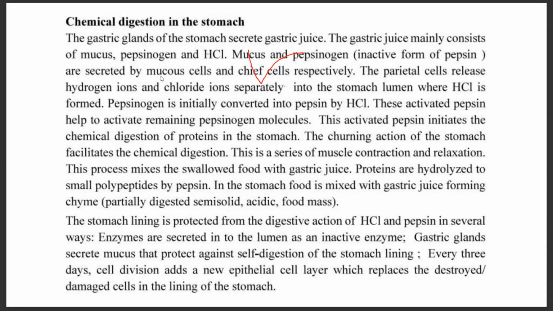Now here these enzymes are secreted into the lumen in the inactive form. Example, pepsinogen, right? It is the inactive form of that enzyme. Then gastric glands secrete mucus that protects against self-digestion of the stomach lining. Every 3 days, cell division adds a new epithelial cell layer which replaces the destroyed or damaged cells in the lining of the stomach. So those are the preventive mechanisms taken to protect the stomach lining from digestion by HCl and pepsin. Right?